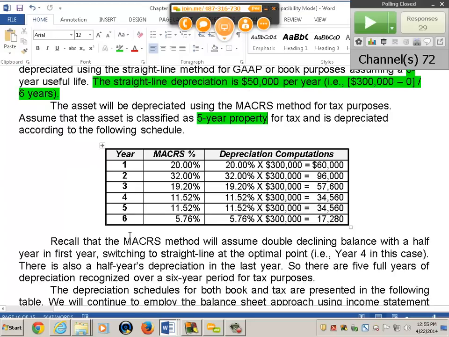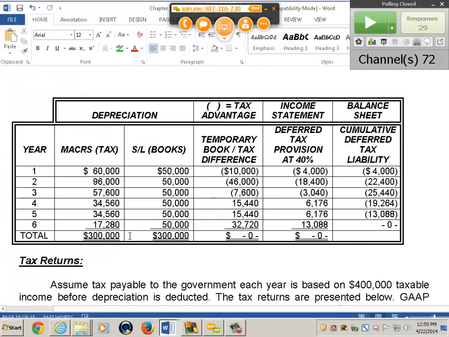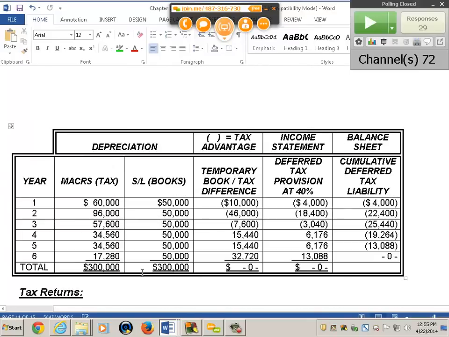Now, here's what I want to leave you with, and we'll pick this up. Using an income statement perspective. Now remember, we're not doing the balance sheet perspective yet, but using an income statement perspective, you would look year by year, and here's the point I want to make. I want you to be sure that you understand the difference between a deferred provision, an income statement effect, and a deferred tax liability, which is a cumulative balance sheet effect. So let me just do 2 years and then we'll stop.